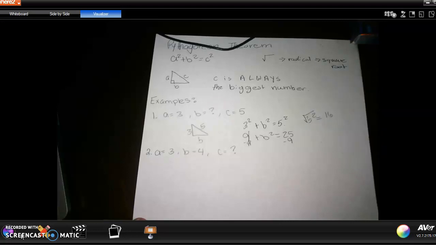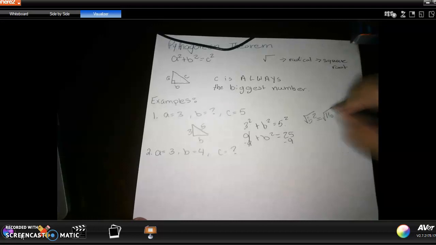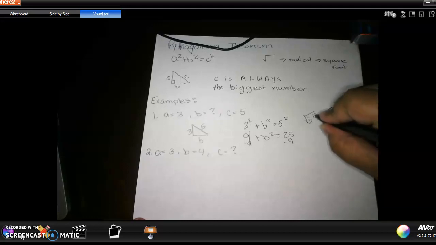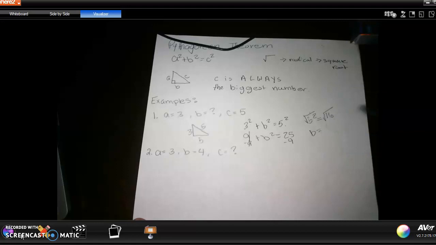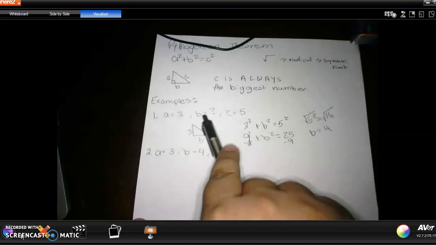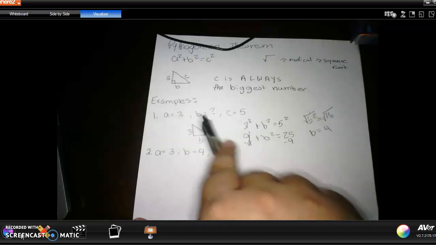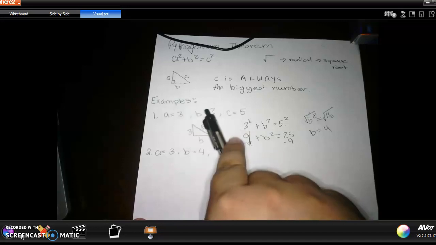Since I did it on one side, I have to do exactly the same to the other side: take the square root. And remember, the radical gets rid of the square, so those two cancel out. We have b equals the square root of 16. I know 4 times 4 is 16, which means 16 is a perfect square. The answer is 4, so our missing side is 4. That is what it looks like if you're missing A or B.